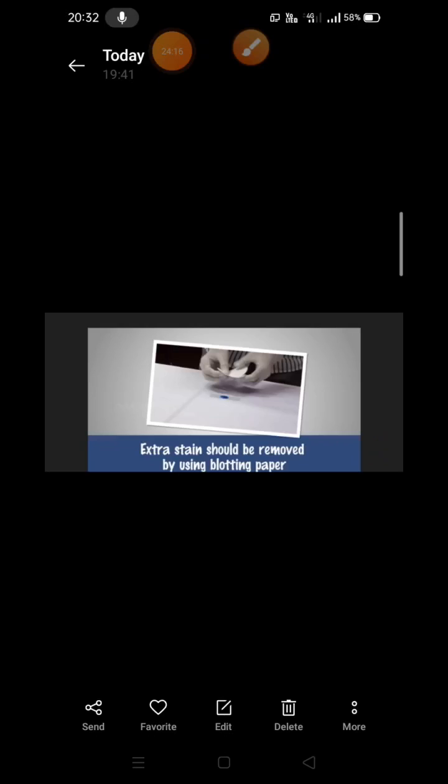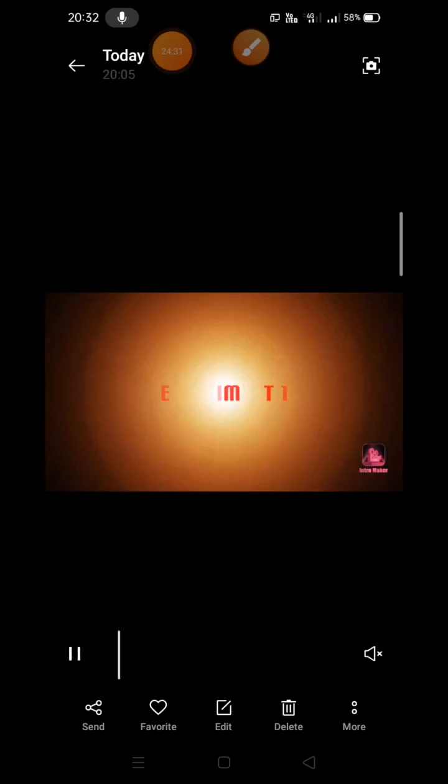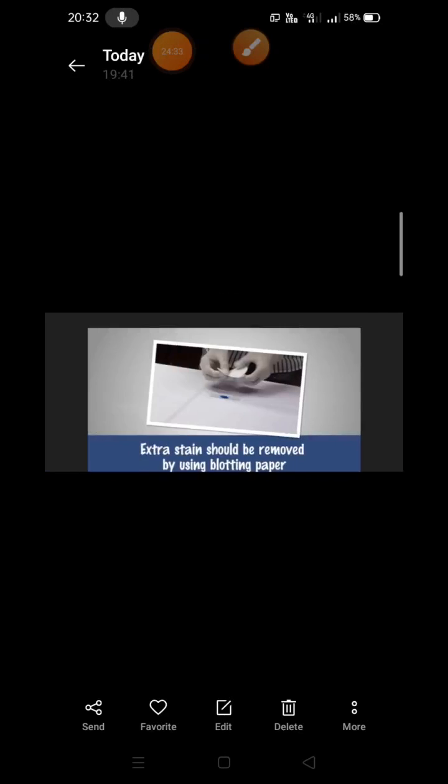Now second is, extra stain should be removed by using blotting paper. What is the function and why do we use a blotting paper? So that extra stain is removed, extra water is absorbed, and the slide is neat and clean. So this is all about the 2 experiments which we have done today. First is to prepare a temporary stained mount of human cheek cell, and to prepare a temporary stained mount of onion peel.